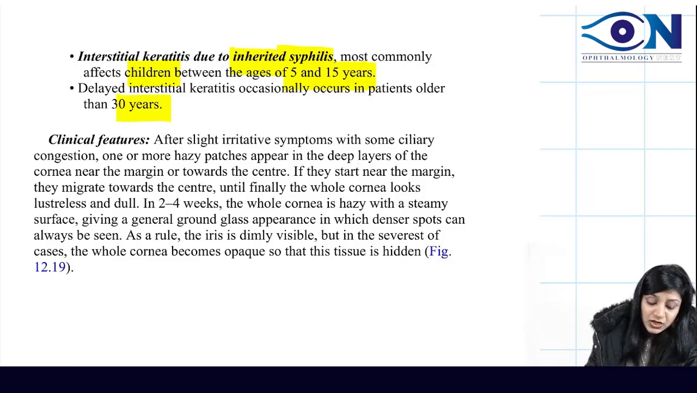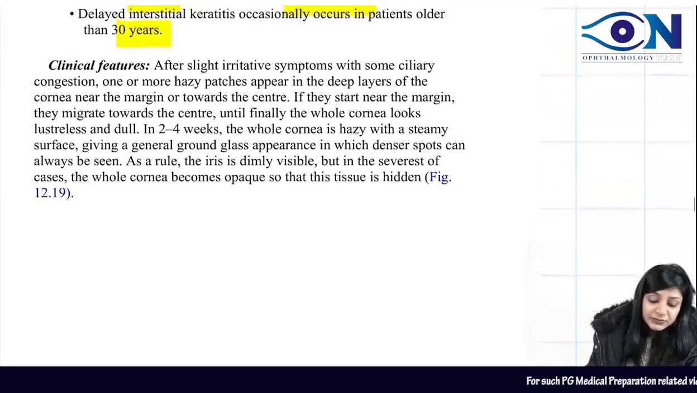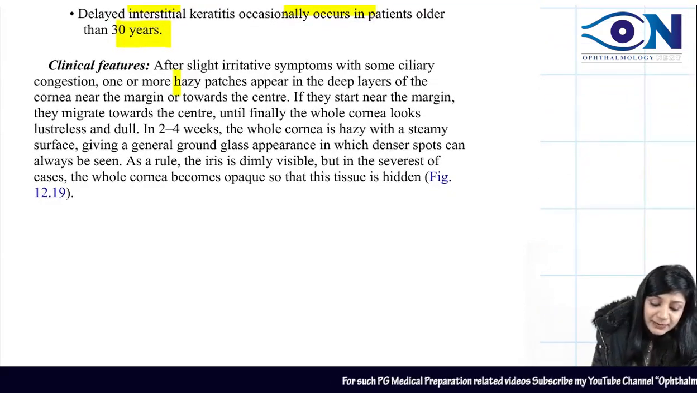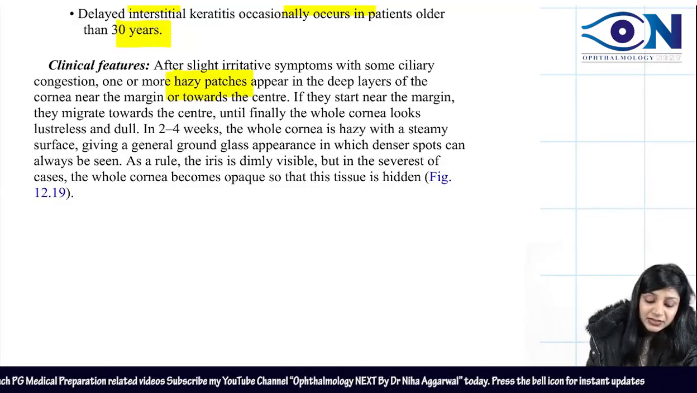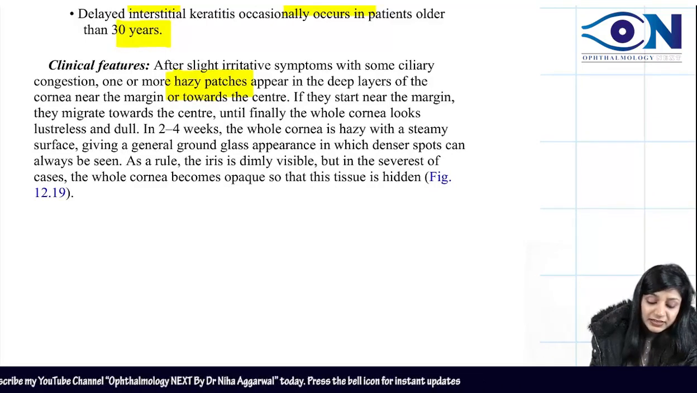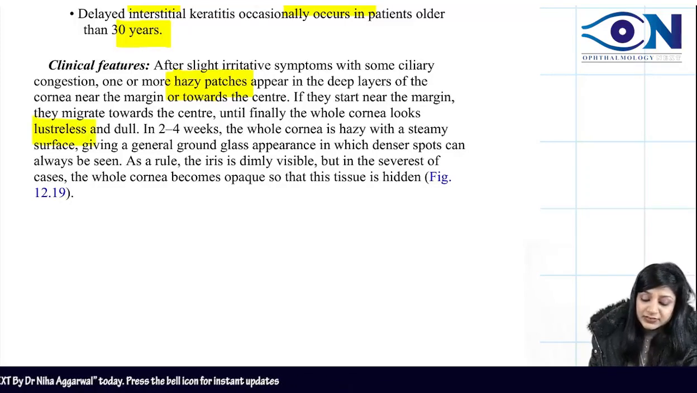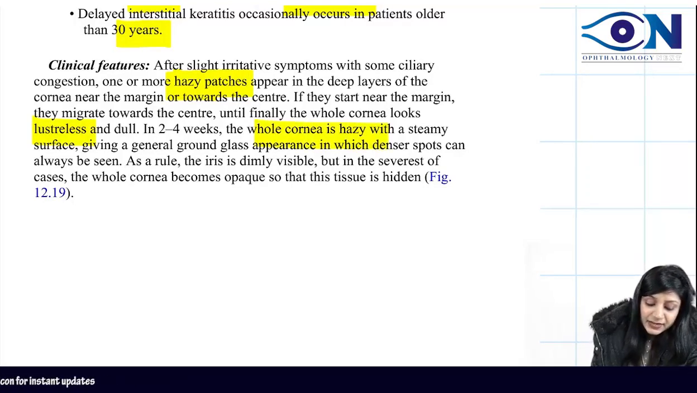After slight irritative symptoms and ciliary congestion, we have hazy patches. Salmon patches are there, and if they start near the margin, they are going towards the center, and finally the whole cornea will become lustreless. So the whole cornea is hazy. A very, very typical appearance is a ground glass appearance.